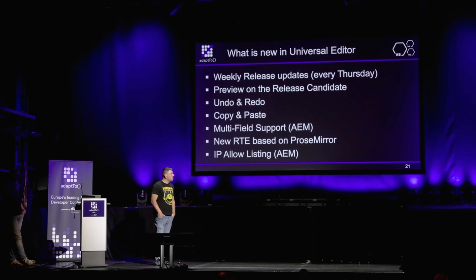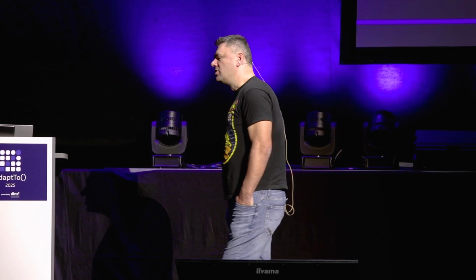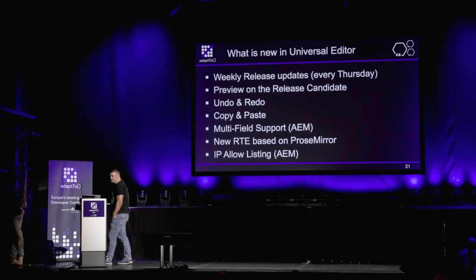And last but not least, also having IP allow listing, because we have seen customers, might be on AMS, cloud service, or on-premise, they would need, if they use IP allow listing, hosting the universal editor service directly on-premise. And it's not very fair to ask this, because it needs infrastructure, weekly updates, and all that kind of stuff. So we introduced something that we can support IP allow listing for them.